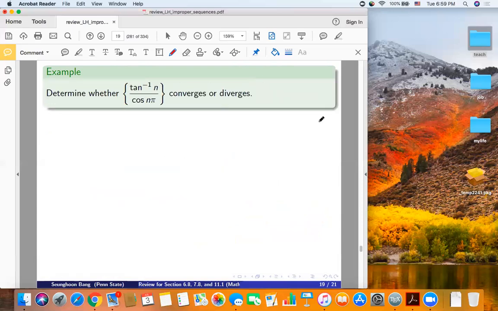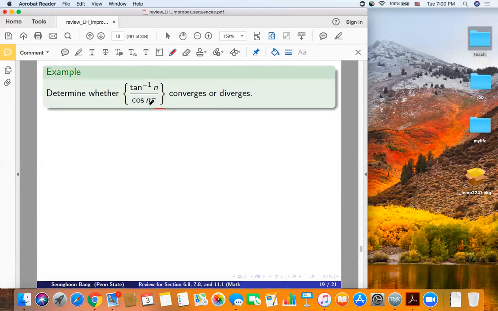Here, is the sequence convergent or divergent? So what do you think? Convergent or divergent? What do you think about this one? So how can we solve this problem? So we have convergence. Elisa said convergence.